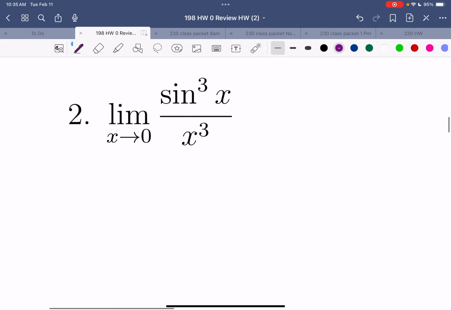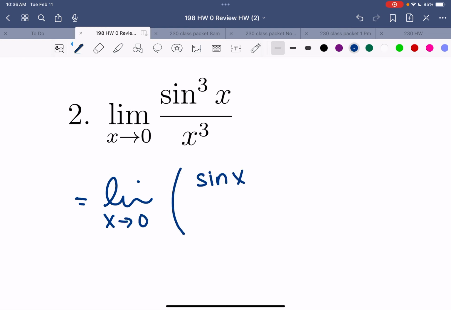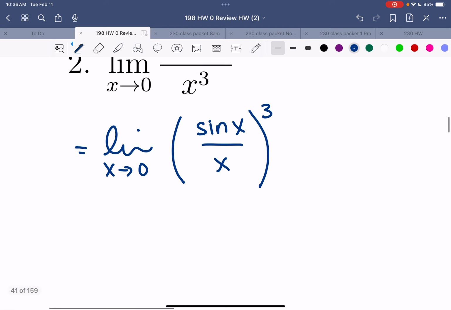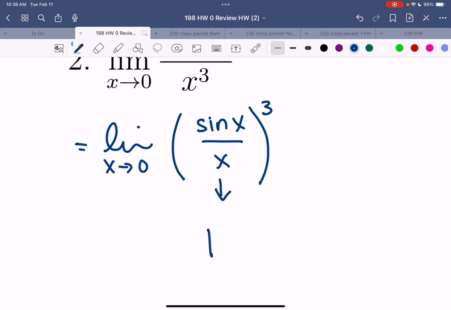Now in number 2, I want to use that same idea, but in this case I have something cubed. You've got two options here. Number 1, you could say, okay, this is the same as the limit as x goes to 0, because I want to use good notation, of sine x over x with the 3 on the outside, because both parts are cubed. And then the limit of what's in here is 1, right? Because that's our special limit, sine x over x. And then you would cube that to get just 1. Okay, and that would be my answer.